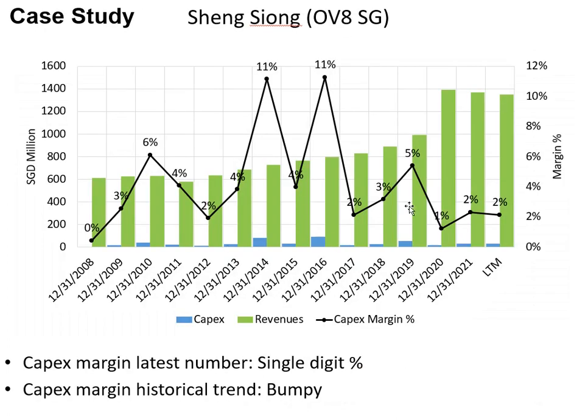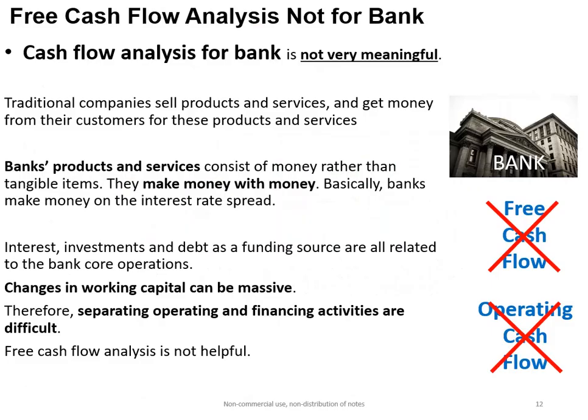Okay, let's look at Sheng Siong. Sheng Siong, the capex margin is single digit over time, except these 2 years as a double digit, it could mean the company maybe is expanding their building base. All in all, it is single digit, which is good. But despite this bumpy number, which is okay because it's a single digit.